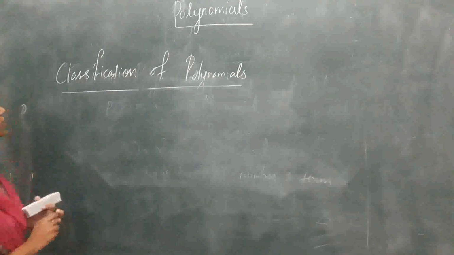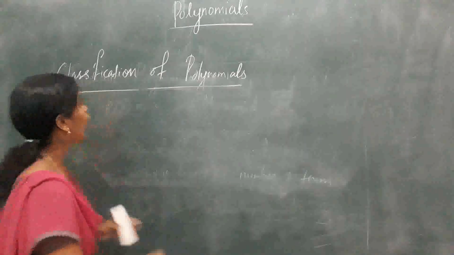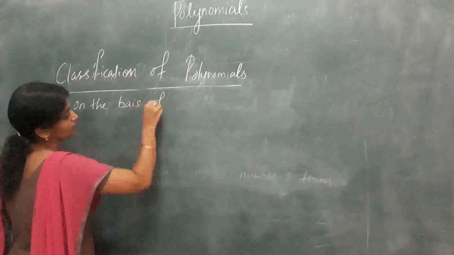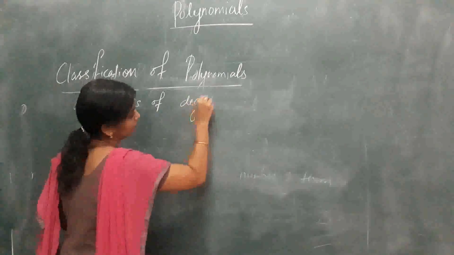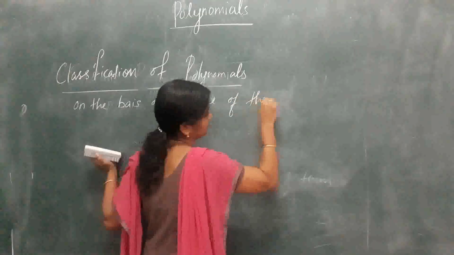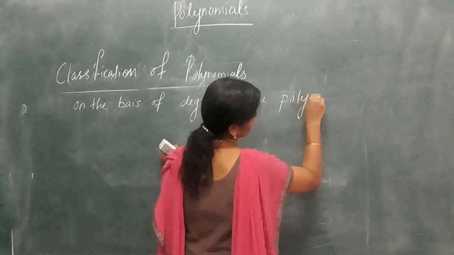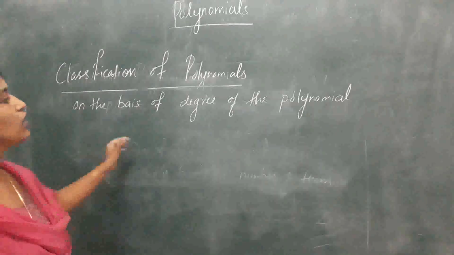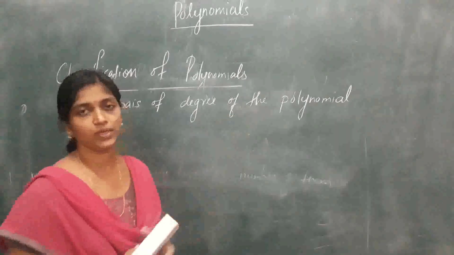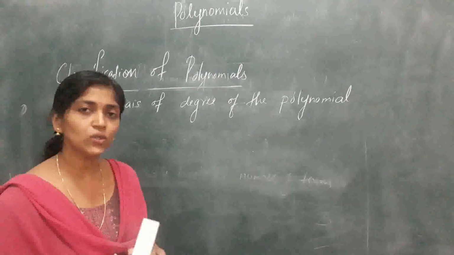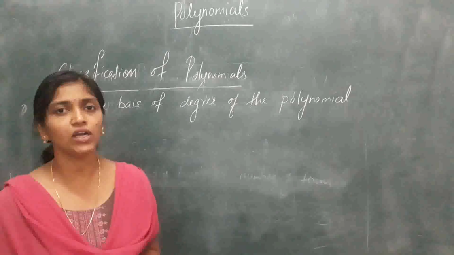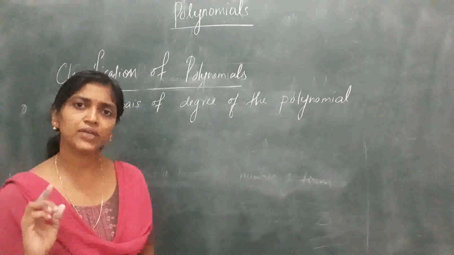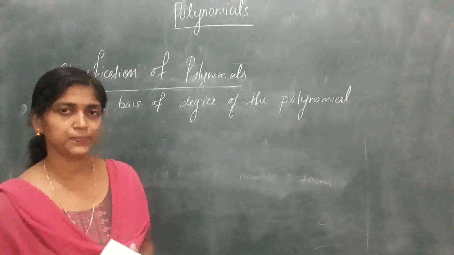That is classification of polynomials on the basis of the degree of the polynomial. And we know that if a polynomial is having degree 0, you call it a constant polynomial. And we know a constant polynomial contains only one term.